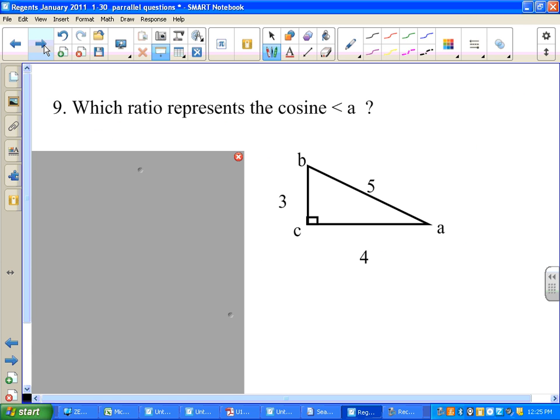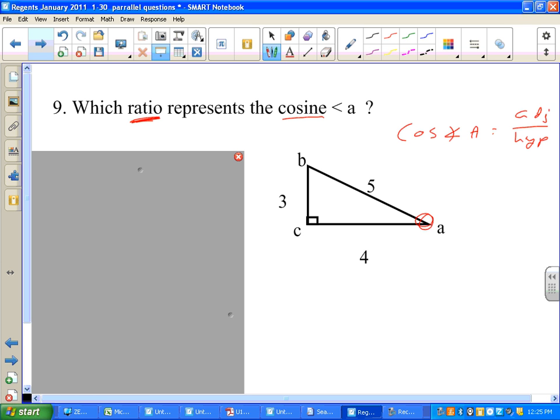Which ratio is represented by the cosine of angle A? As soon as I see anything that represents sine, cosine, or tangent, I open up my reference table, and I see that the cosine of angle A equals adjacent over the hypotenuse. Which fraction represents the cosine of angle A?